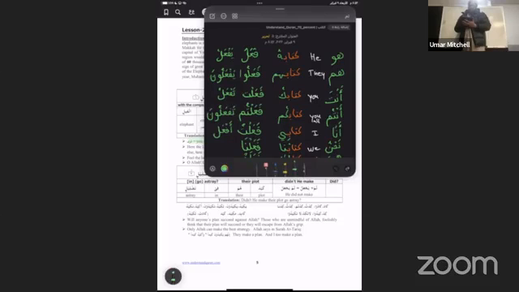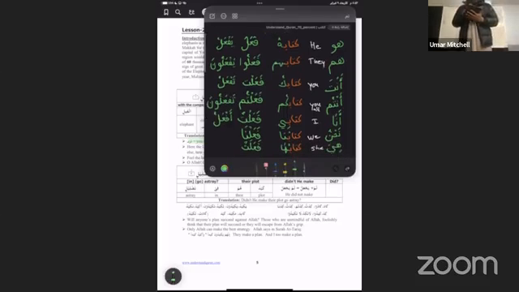Fa'alu. Then we have fa'alna, which is naf'al, naf'alu. Then we have fa'alat, and it's the same as another one, as anta. Oh, enter. Yes. So it would be yaf'aluna. No, taf'alun. Good. Taf'alu, anta. Very good.